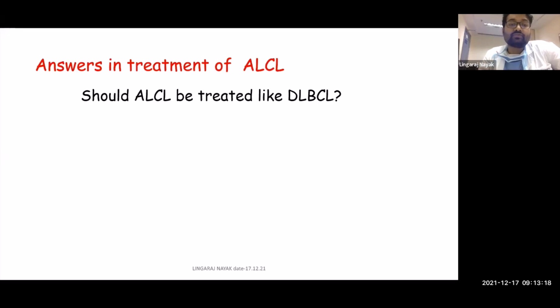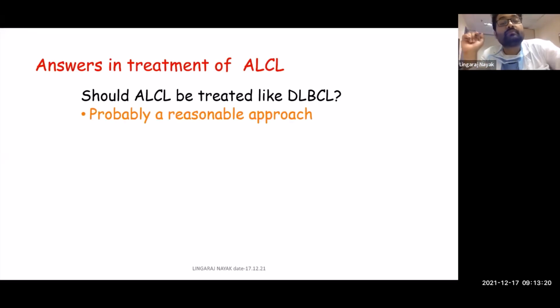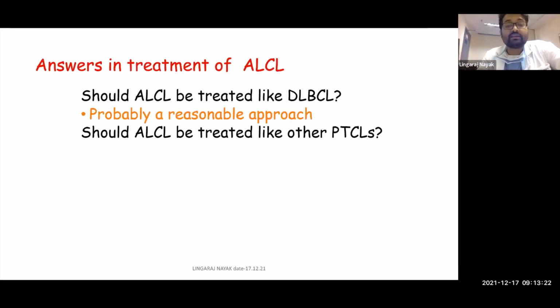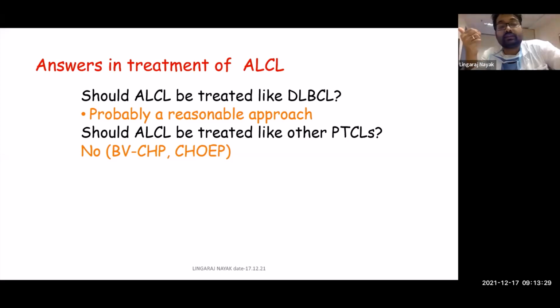Okay, so what are the answers we got? Should ALCL be treated like DLBCL? Probably a reasonable approach in adults. But should ALCL be treated like other PTCLs? No, because it needs approaches like BV-CHOP, which is the new standard of care. You need to add etoposide if it is ALK positive.